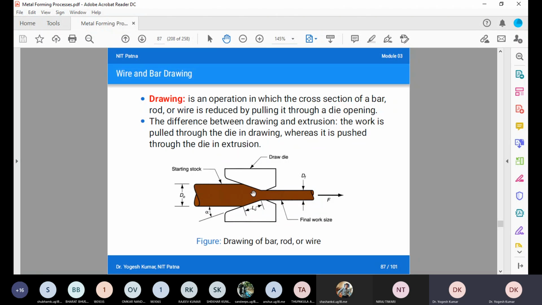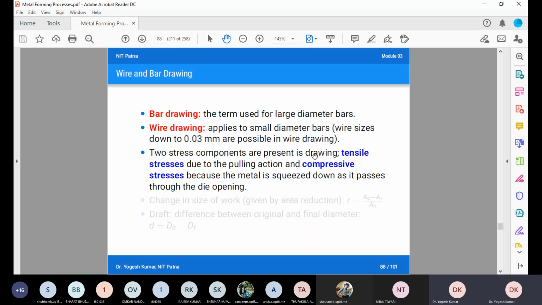This is how this process is different from your extrusion processes, where only compressive stresses were generated, but in the case of drawing, both types of stresses are generated, that is tensile stresses and compressive stresses.